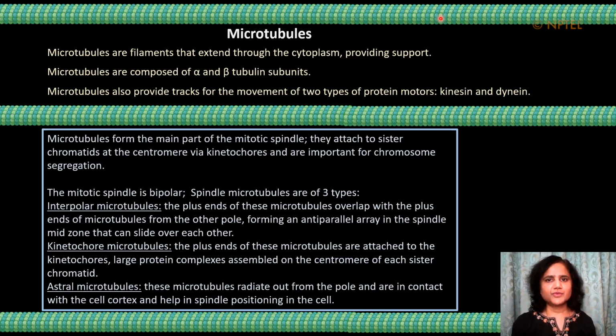Kinetochore microtubules, in this case the plus ends of these microtubules are attached to the kinetochores, which are large protein complexes that are assembled on the centromere of each of the sister chromatids. Astral microtubules are the microtubules that radiate out from the pole, and they are in contact with the cell cortex, and they help in spindle positioning within the cell.